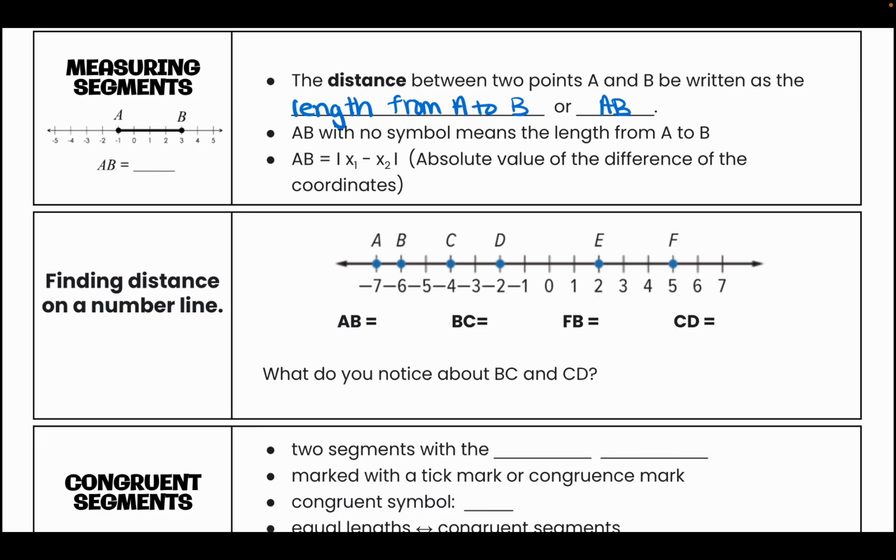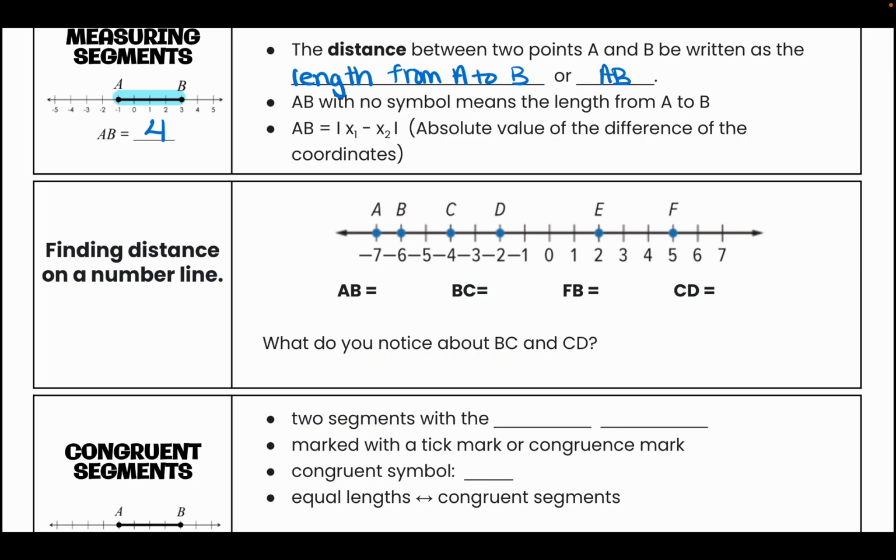And then we have AB is equal to the absolute value of x1 minus x2. So that's the difference of the coordinates. So if we look at these two coordinates, the difference would be from -1 to 3. Well, if we look at the absolute value, that's actually just 4. So the length of AB is 4. Absolute value means positive. So we want the positive length.